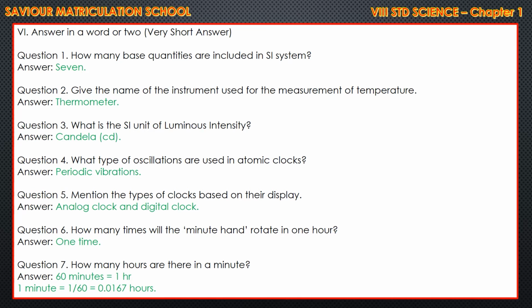How many hours are there in a minute? 60 minutes make 1 hour. So 1 minute is 1 by 60. So the answer is 0.0167, that is 1 divided by 60.